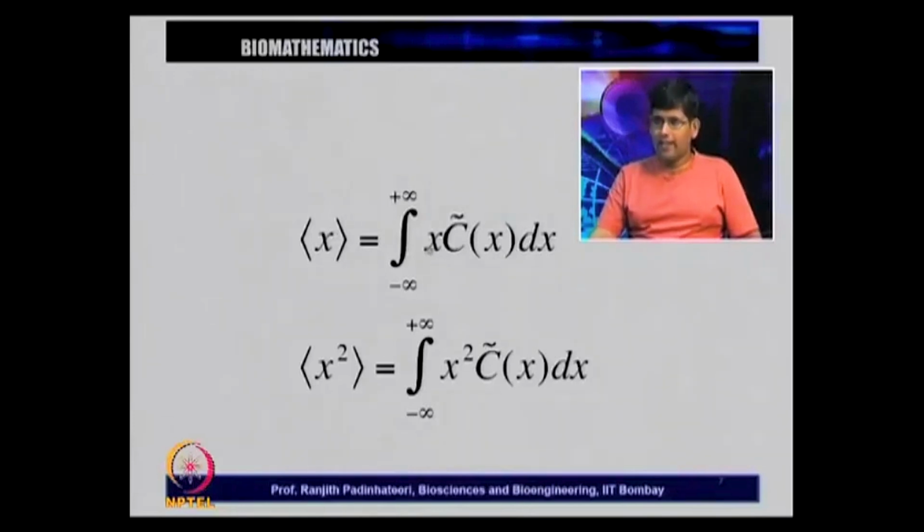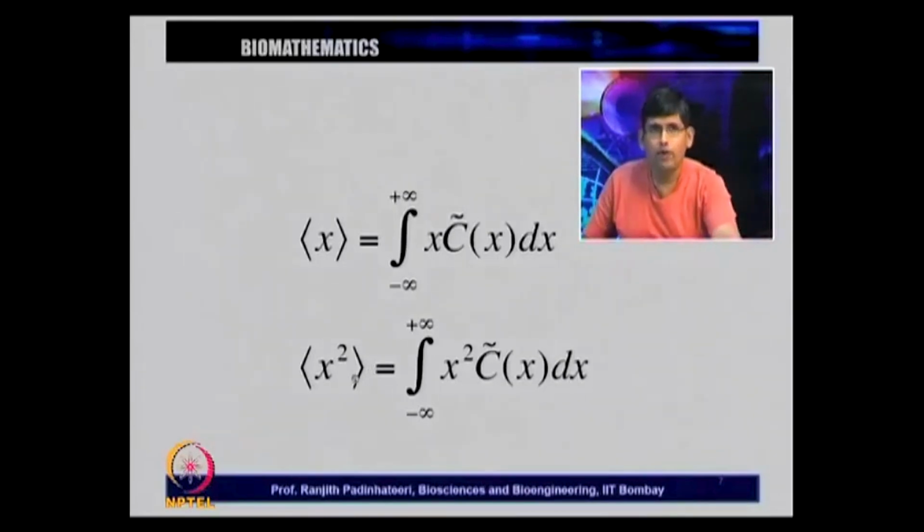So, if you do x into c tilde of x dx and x square into c tilde of x dx, we get this x average and x square average. Now, the aim of this is to derive some interesting results related to the RMS distance of a diffusing particle, the root mean square distance. So, this is the definition of x square average.